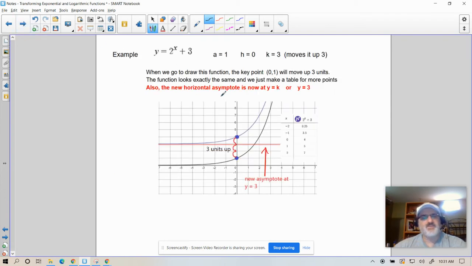Going on here, here's a first example. We have y equals 2 to the x plus 3. Notice there's no h up here, so h is 0. That's just x plus 0. A is 1, since there's no number out in front of the 2, so it's not going to be scaled. And k is 3. So the only thing this is doing is moving it up 3 units. So that's up 3 units.